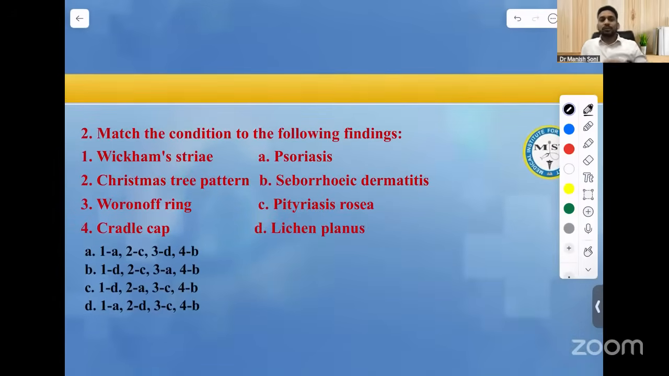Now coming to the second question, a very important question. In this question, we are going to discuss 4 important conditions and the 4 important features which are seen here.